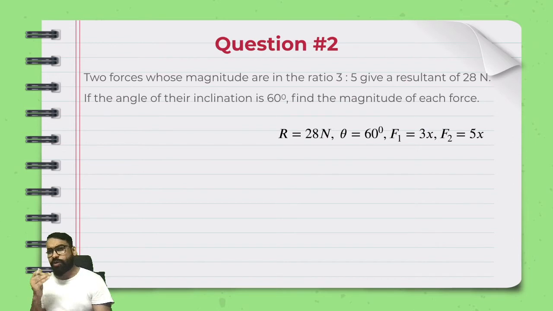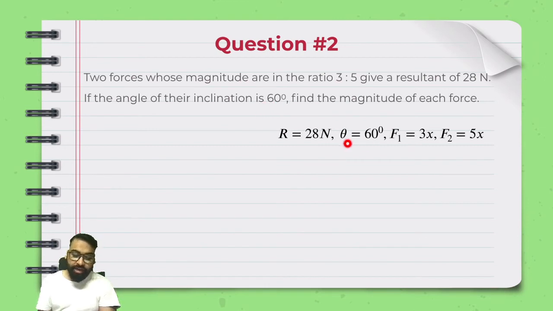In fact, let's take down the given things first. We are told the resultant is 28 Newton. I write down R equal to 28 Newton. The angle between them is 60 degree. I write down theta as 60 degree. And since the ratio is 3:5, I can assume that one force is 3x, let us say F1, and another force is 5x, let us say F2. And again, if you take the ratio F1 by F2, 3x by 5x would be 3:5, which is given in the question.